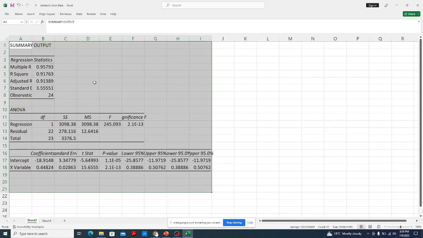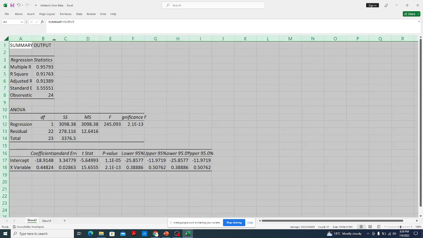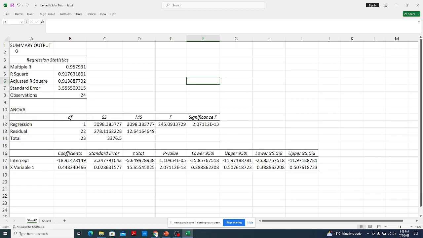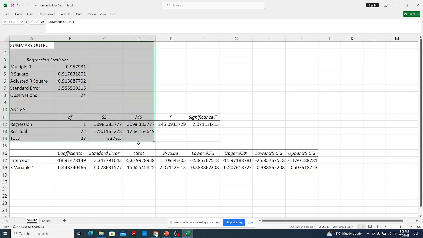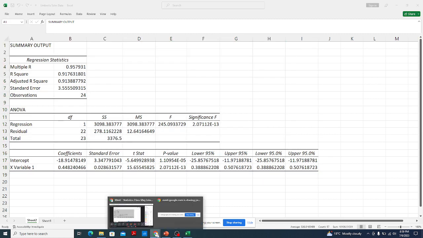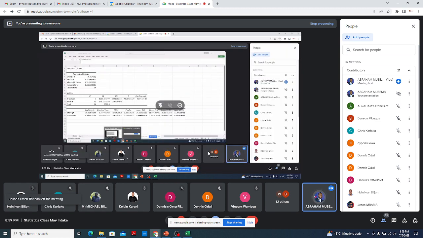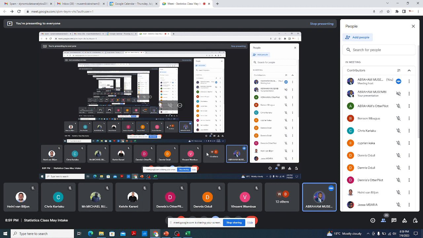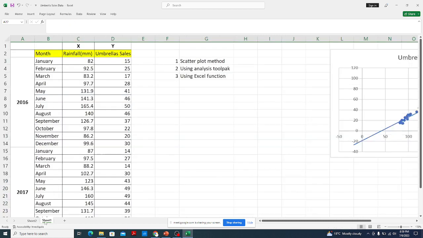So after you click OK, you will get this kind of output. Are we together up to that point? If you are also doing it from your side, I hope you are getting the same output. Let me repeat, in case someone did not get that clearly.